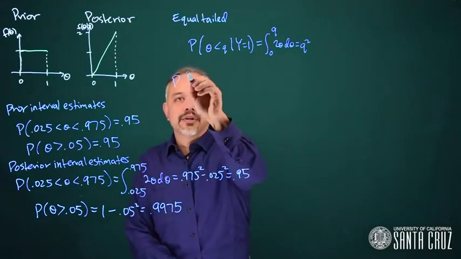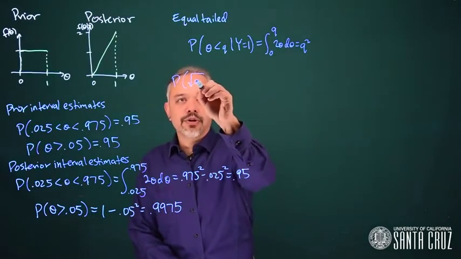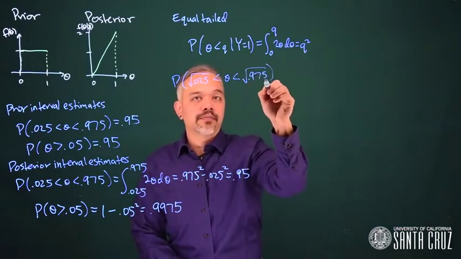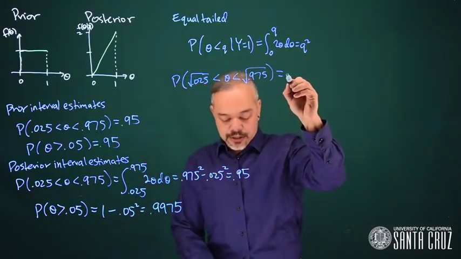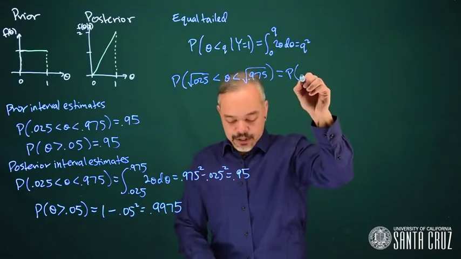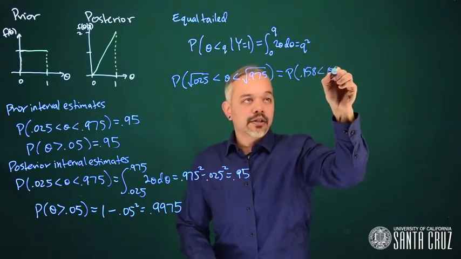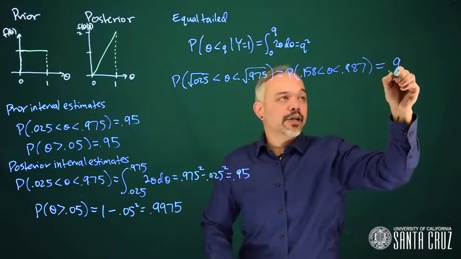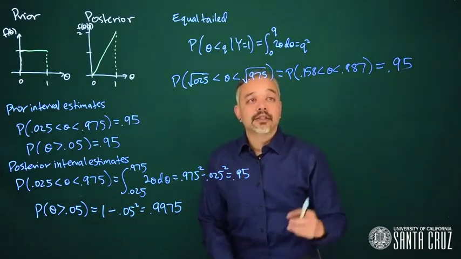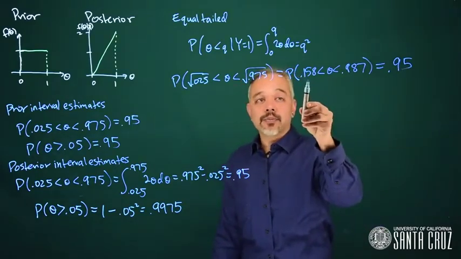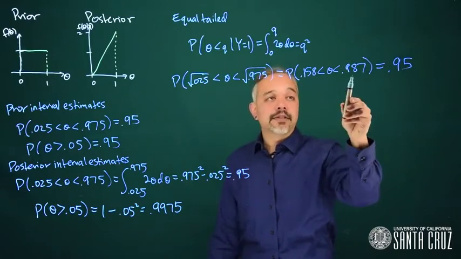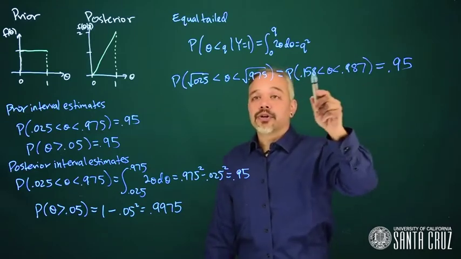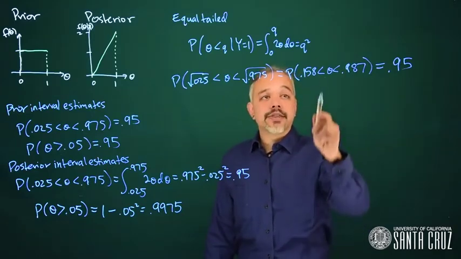So we can say an interval that goes from the square root of 0.025 to the square root of 0.975, and plugging in those numbers, is going to be 0.158 to 0.987. Under the posterior, that will have probability 0.95. This is an equal-tailed interval in that the probability that theta is less than 0.158 is the same as the probability that theta is greater than 0.987. And we can say, under the posterior, there's a 95% probability that theta is in this interval.